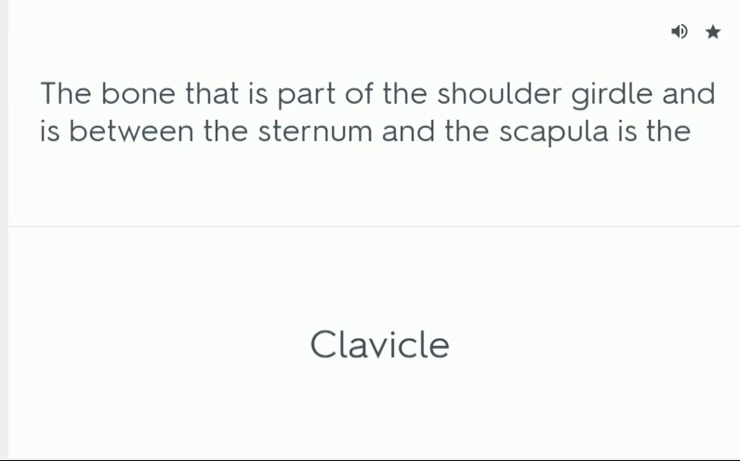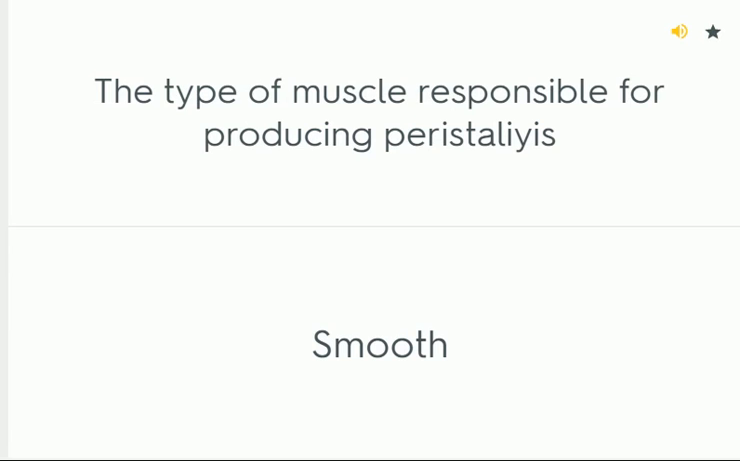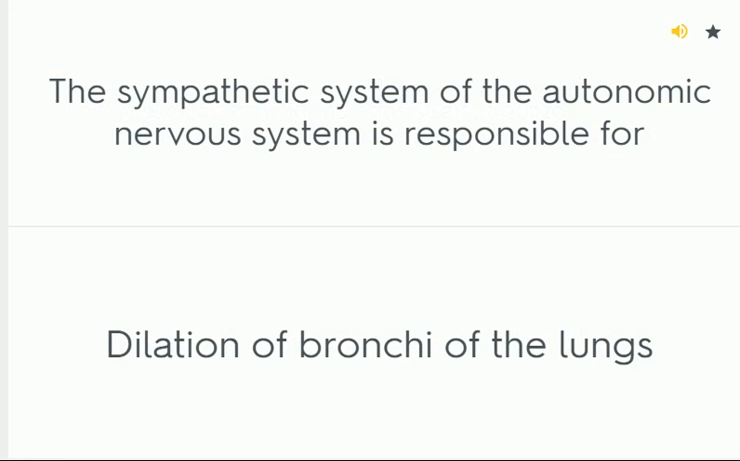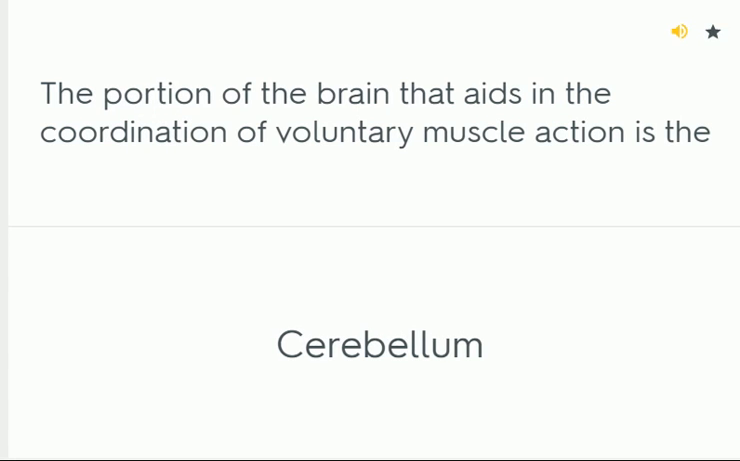The bone that is part of the shoulder girdle and is between the sternum and the scapula is the clavicle. The type of muscle responsible for producing peristalsis is smooth. The type of joint motion that allows movement away from the midline of the body, such as moving the arms straight out to the sides, is abduction. The sympathetic system of the autonomic nervous system is responsible for dilation of bronchi of the lungs. The portion of the brain that aids in the coordination of voluntary muscle action is the cerebellum.